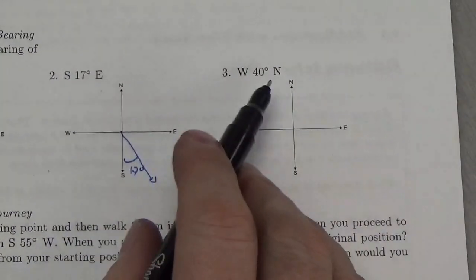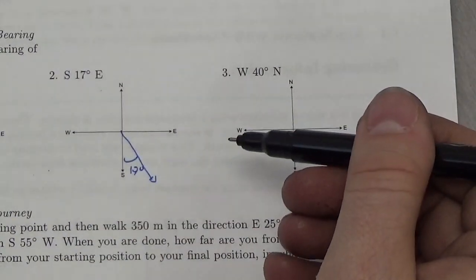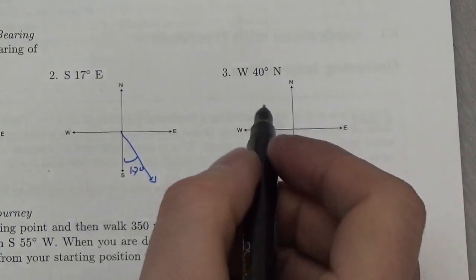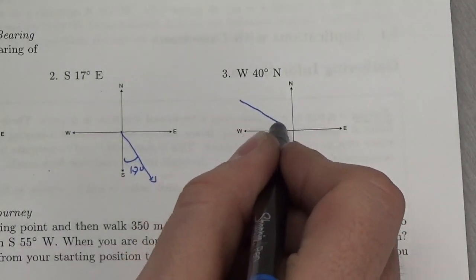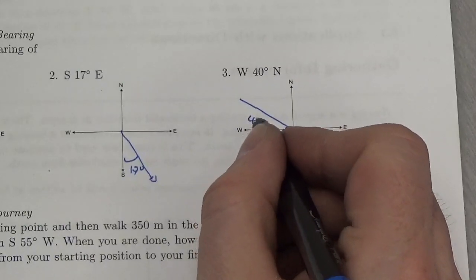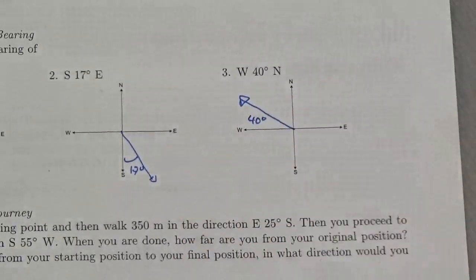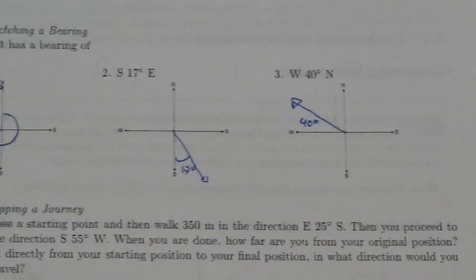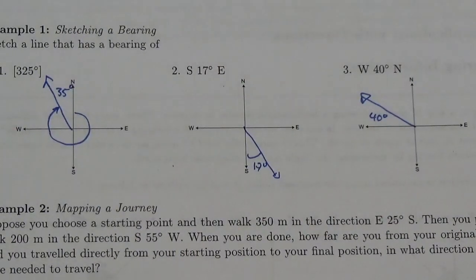Okay, west 40 degrees towards north is going to put us up here. Not quite at the 45-degree mark, so just kind of in there, but 40 degrees towards the north here. There you go. Okay, that's how we would sketch those particular angles, or directions, I should say.